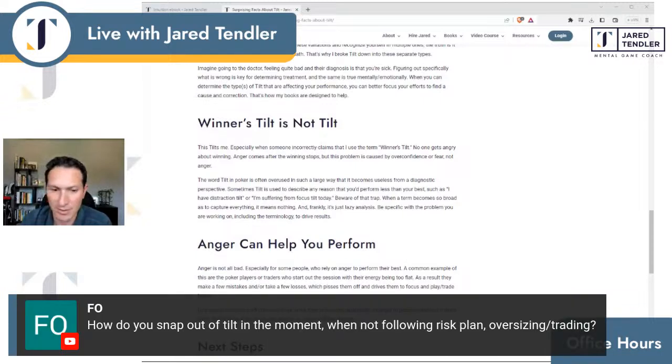FO's asking how you snap out of tilt in the moment when not following risk plan, oversizing trading. Like, you've got to do the work to better understand what's even causing it. I mean, to think that you can just snap out of it, like it's a fever that needs to be broken, right? Putting an ice pack on and taking some medicine to get your fever to break, right?